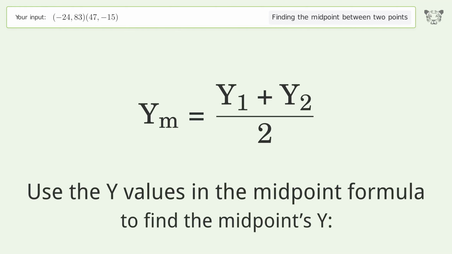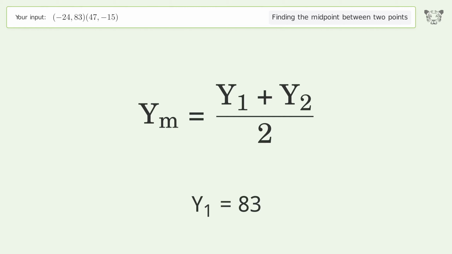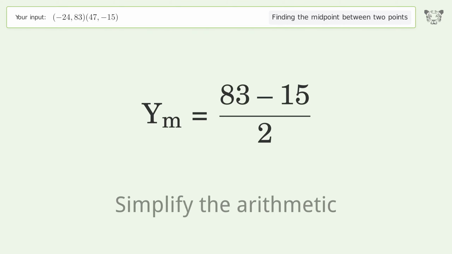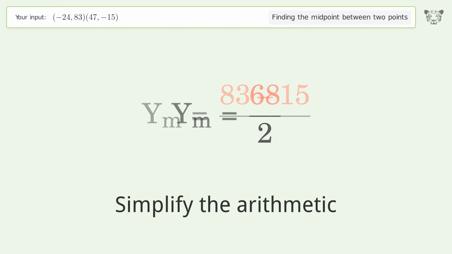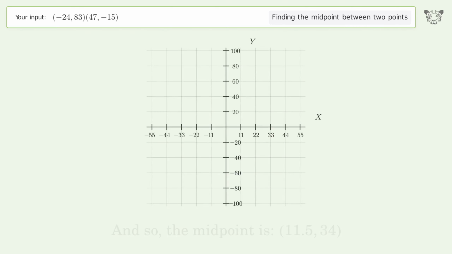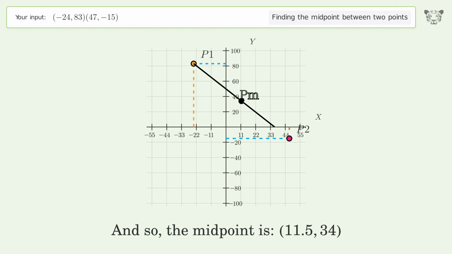Use the y values in the midpoint formula to find the midpoints y. y1 equals 83. y2 equals -15. Simplify the arithmetic. And so, the midpoint is 11.5, 34.